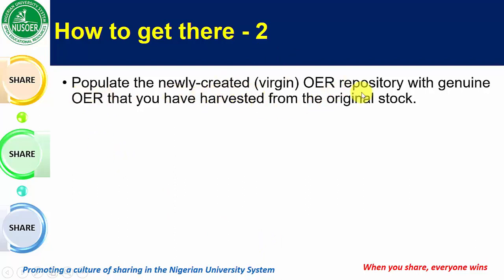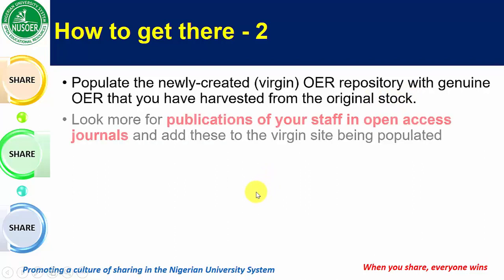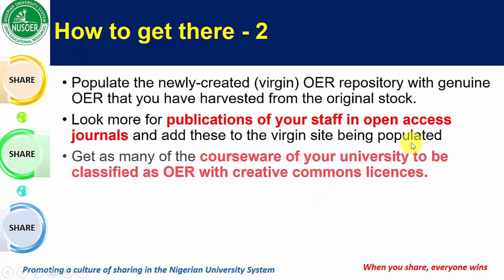You populate the newly created Virgin OER repository with the genuine ones that you have harvested from the original store. Now, you have to look for the publications of your staff that are largely open access journals, and then add these to the Virgin site. If the journal articles are in journals that are copyrighted, then there may be some issue. But the ones that are open access will be better.